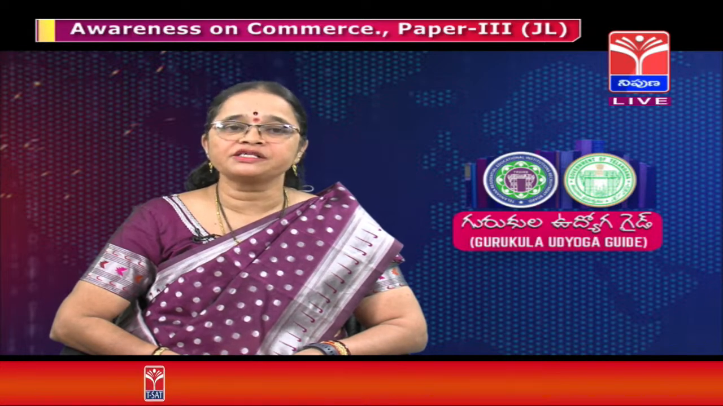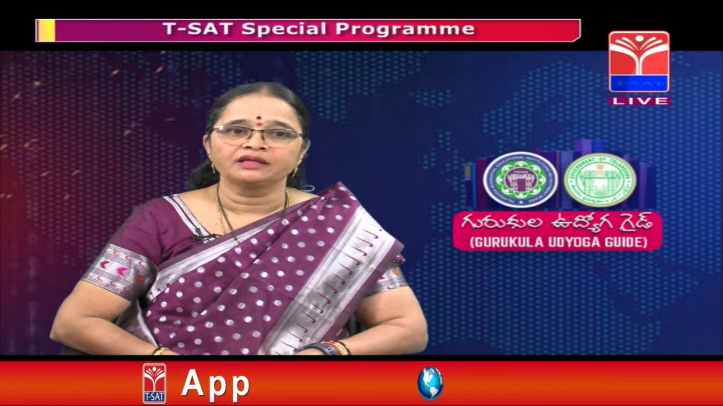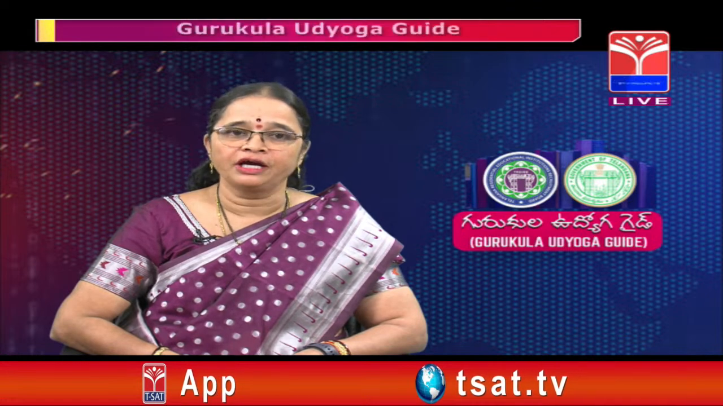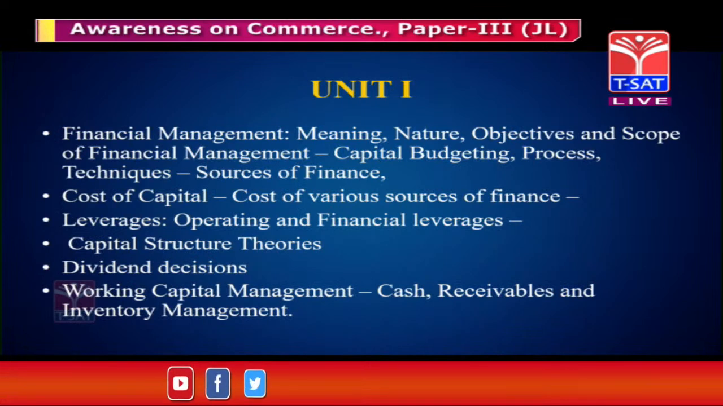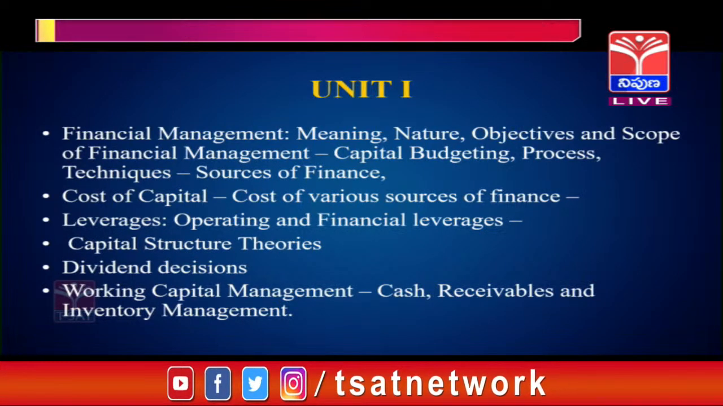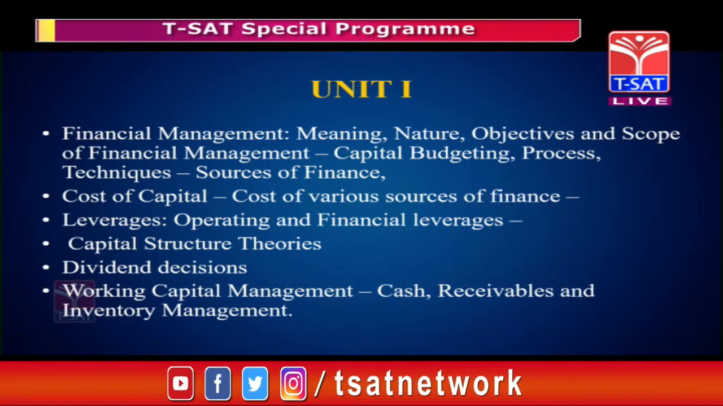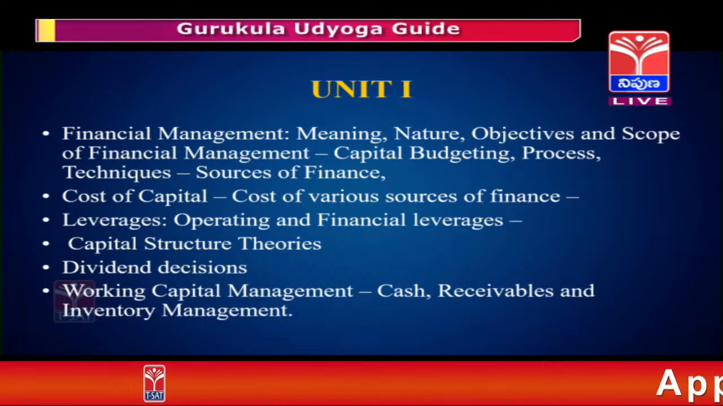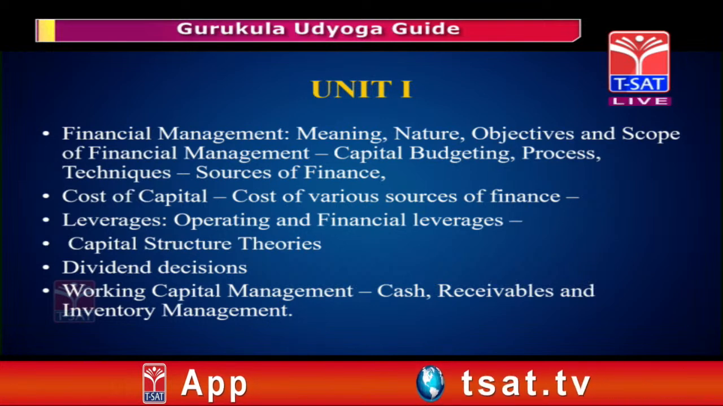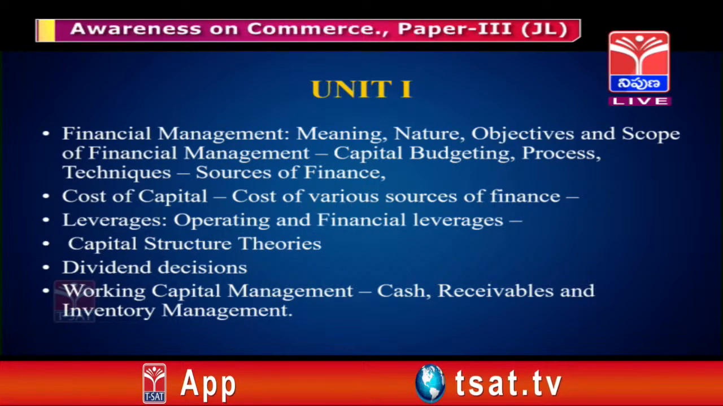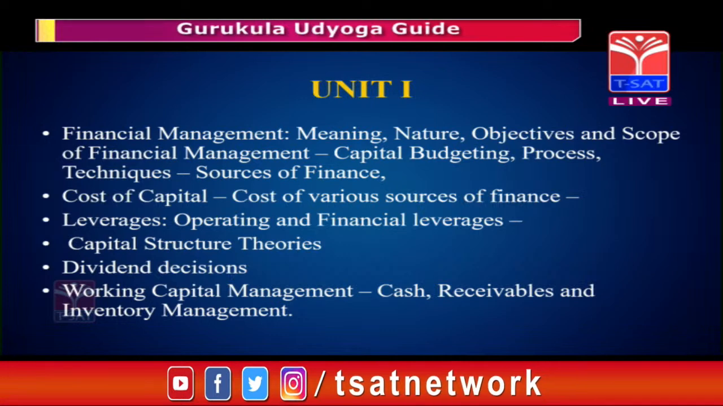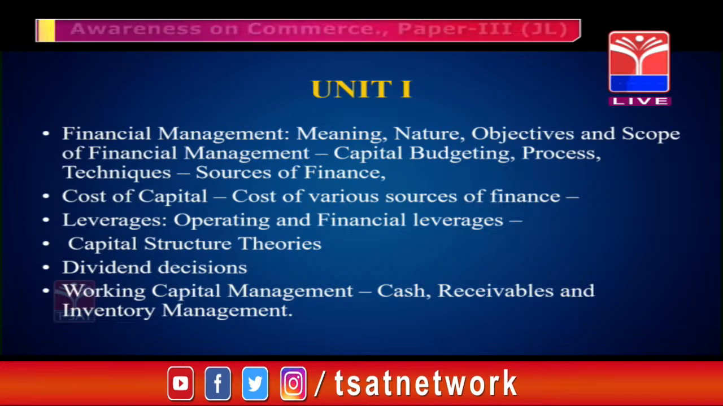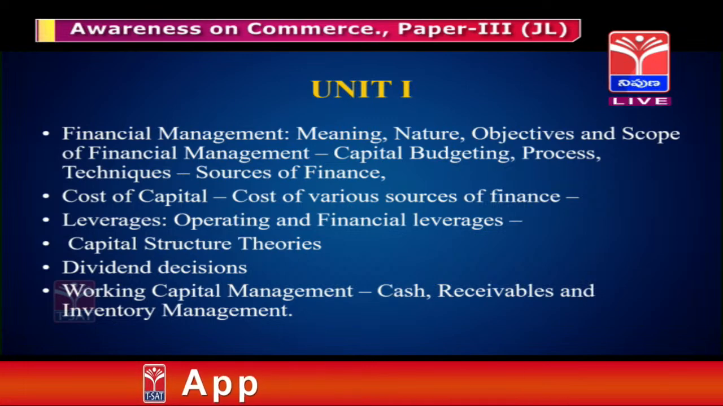Let's start with the first unit of the commerce paper. The first unit consists of financial management: meaning, nature, objectives, scope of financial management, capital budgeting process, techniques, sources of funds. Cost of capital includes the cost of various sources of finance. Leverages, both operating leverage and financial leverage, are there. The different theories of capital structure, dividend decisions, working capital management, cash receivables, and inventory management.